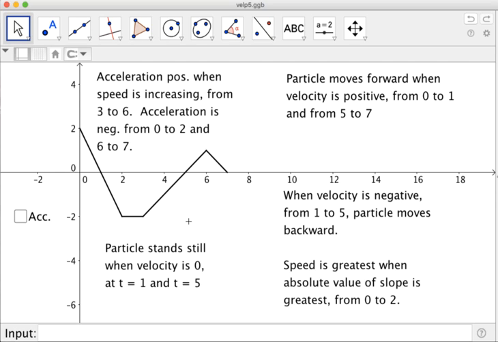Okay, then we're asked, when does the particle stand still for more than an instant? Well, we're looking for any place where its velocity is equal to 0. And all it does is cross and just briefly, or really for an instant, have a velocity equal to 0. And that happens at t equal to 1, t equal to 5, and again at t equal to 7. But there really is no place where the particle is standing still for more than an instant. In order to see that, we would have to see a velocity over time of 0, and we do not see that anywhere on this particular graph.